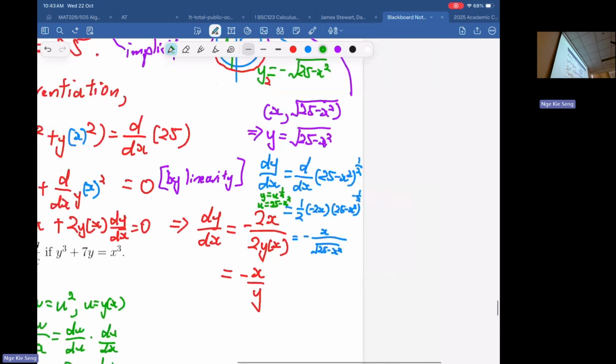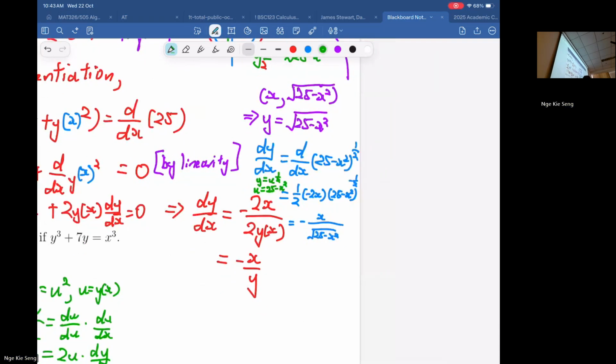Are these two answers the same or not? One is minus, one is minus. One x at the bottom, do they agree or not? Why agree, Felicia? But there's the square root here.